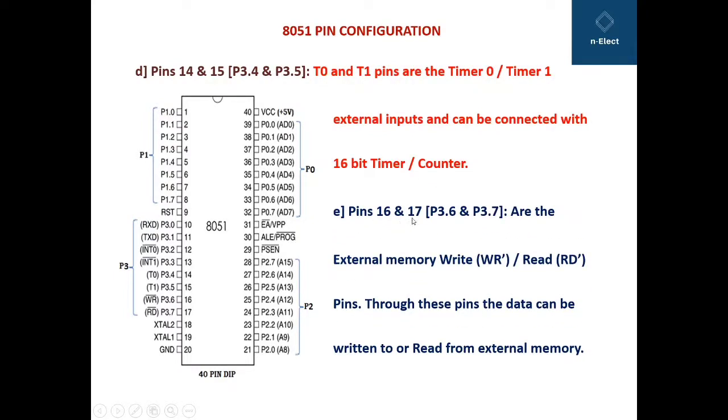Pin number 16 and 17, that is P3.6 and P3.7, are the external memory write, that is WR bar, or read, that is RD bar pins. Through these pins, data can be written to or read from the external memory. It means when data from the external memory is to be read or data is to be written to the external memory, in that case these pins are helpful. So this way all these pins from pin number 10 to pin number 17 are performing alternative functions apart from being port 3 pins.